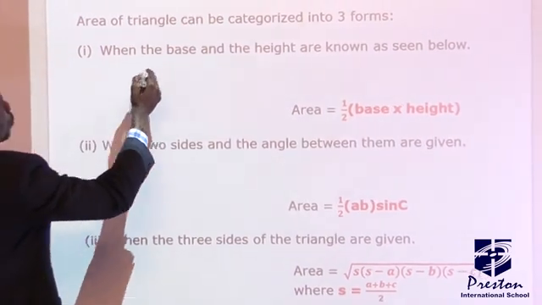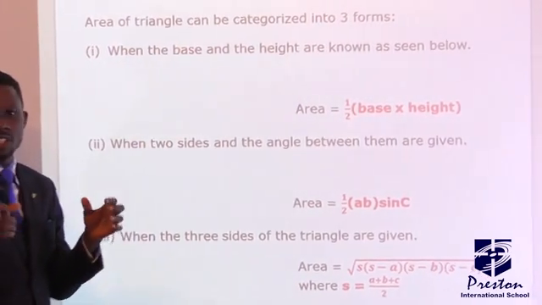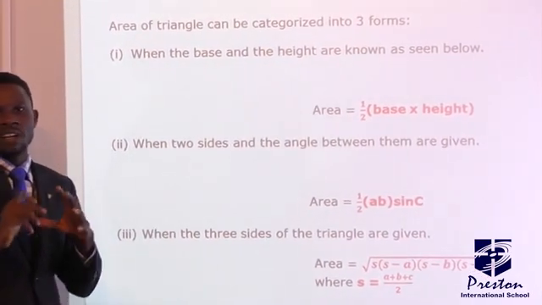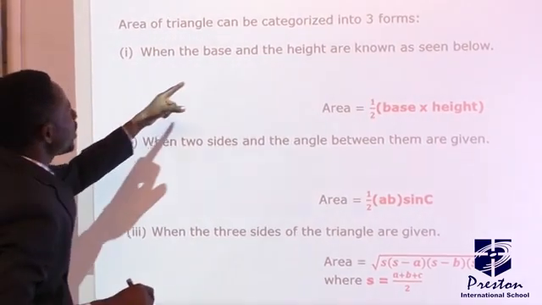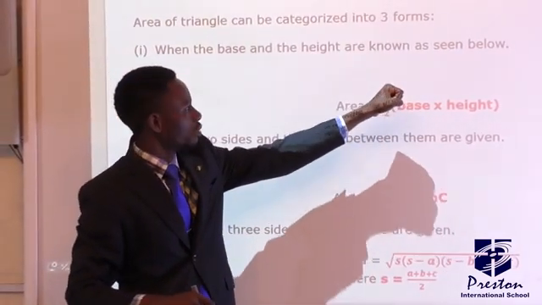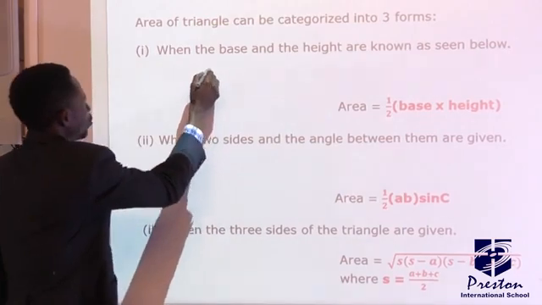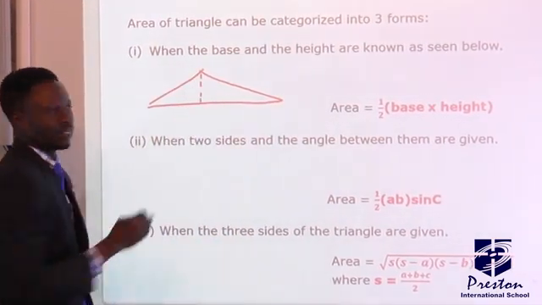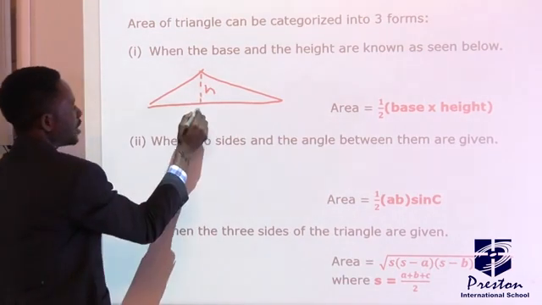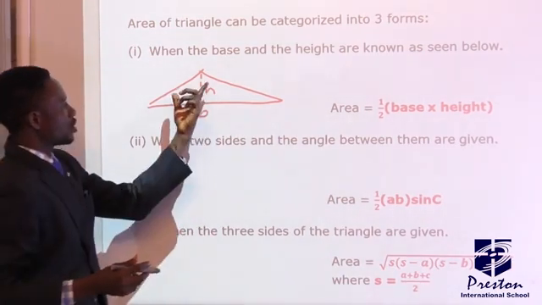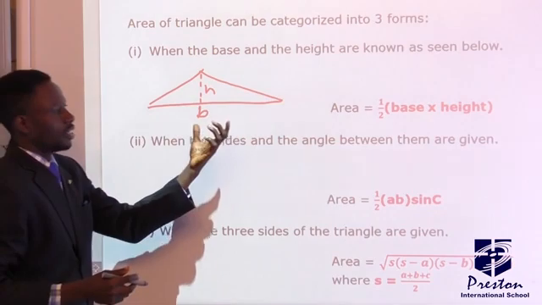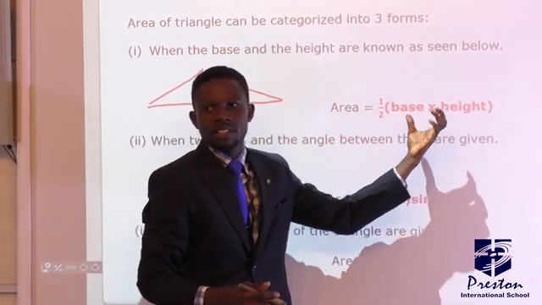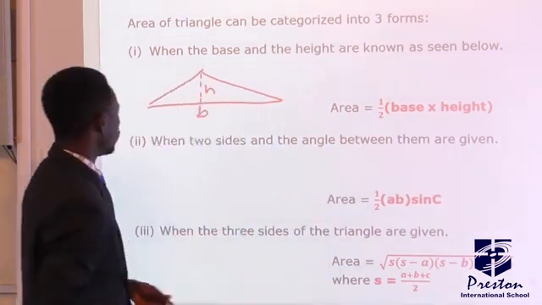When we have a triangle, there are 3 cases in which triangle can be given to you to find the area. And number 1 case is when the base and the height are known, as what we are going to have here. Then the height is given. Then this is the base. You can be given this to be 4, maybe this one is 6. The area is usually half base times height. I believe you are familiar with that.